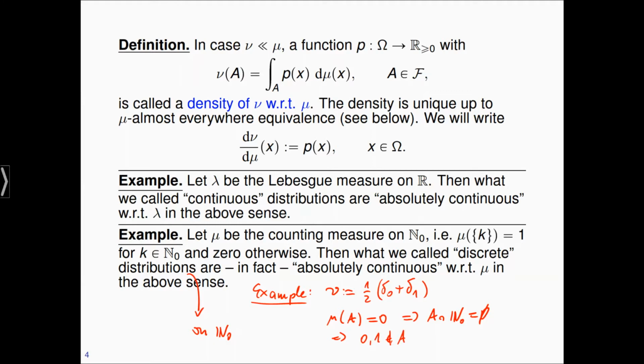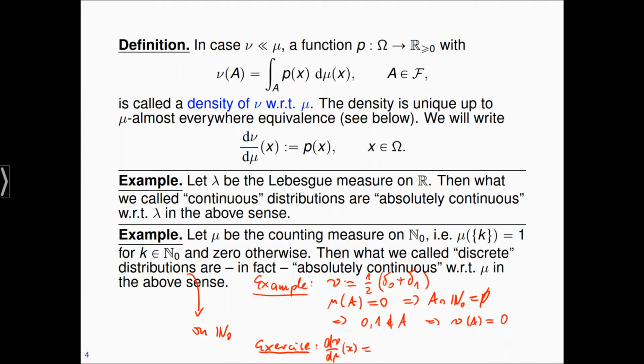And if 0 and 1 are not in A, then the nu measure of this set is also 0. So this implies that the nu measure of A is also 0. So we see that indeed nu is absolutely continuous with respect to mu. This suggests the following exercise. We've just shown that nu, the Bernoulli distribution, is absolutely continuous with respect to mu, and mu is the counting measure on N. So by the Radon-Nikodym theorem, there is a density d nu by d mu, and you should compute what it is.